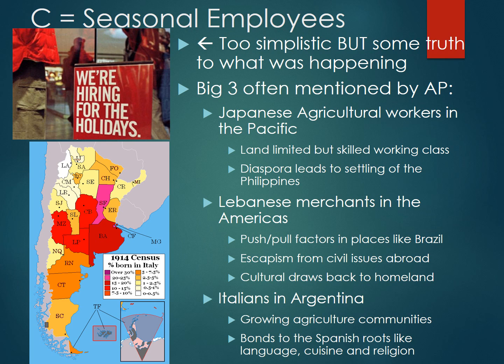So a lot of agriculture communities are popping up in these areas, and they bond to the Spanish roots through stuff like language, stuff like cuisine, stuff like religion, obviously, because they're both Catholic, naturally. So, yeah, pretty cool how you can look at legacies there. If you ever meet people from Argentina, there might be some Italian history there, and that's really cool. And that's starting during this time period with movement here. Seasonal employees moving back and forth.